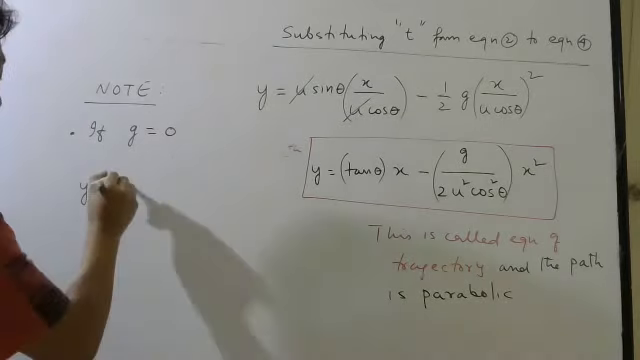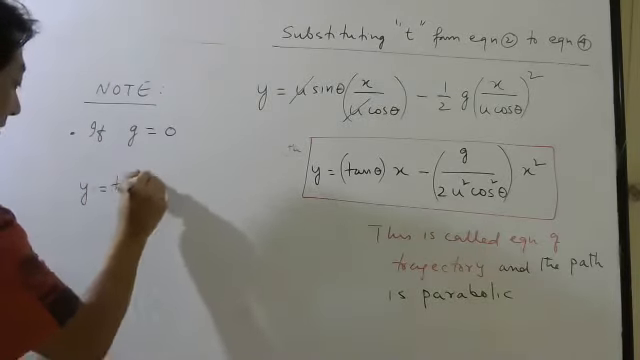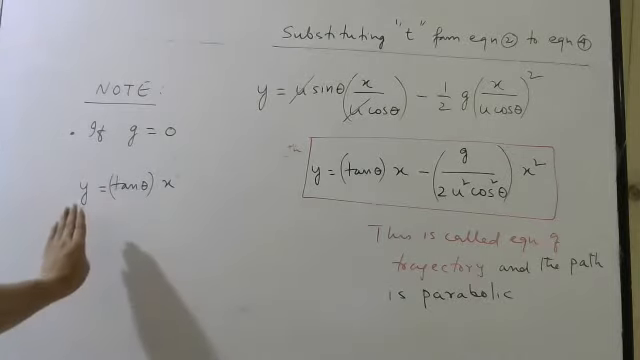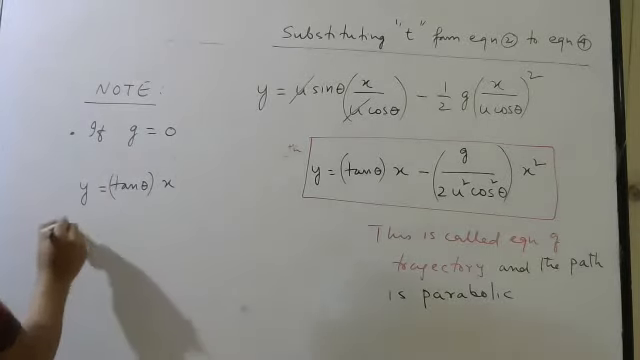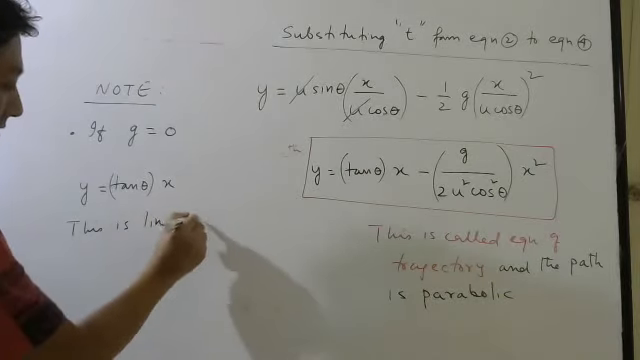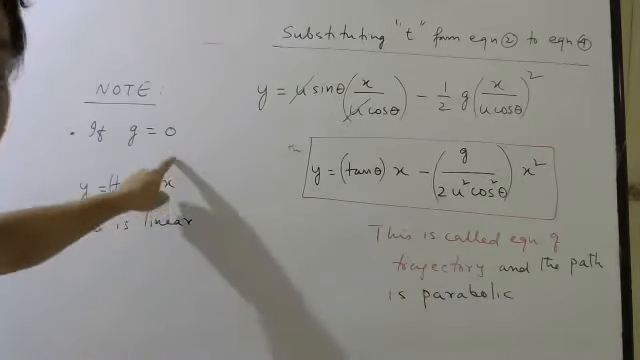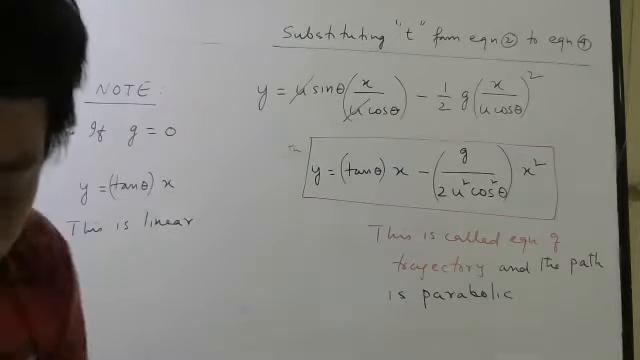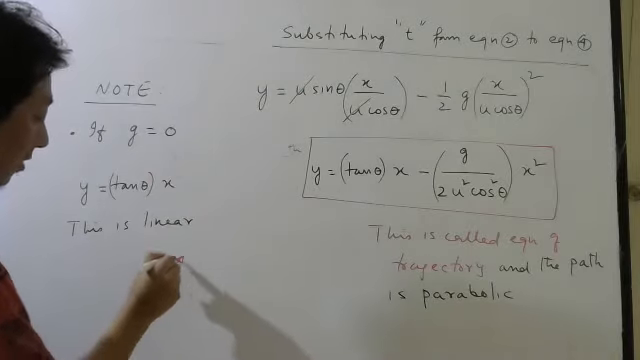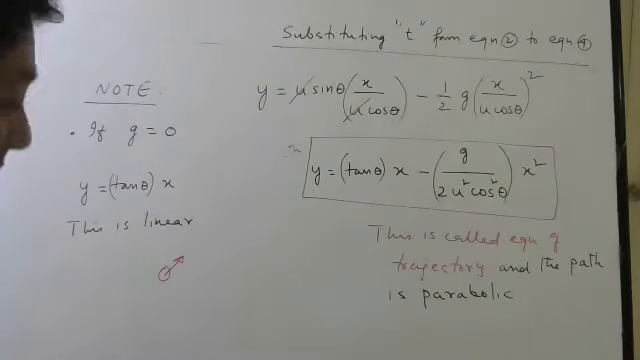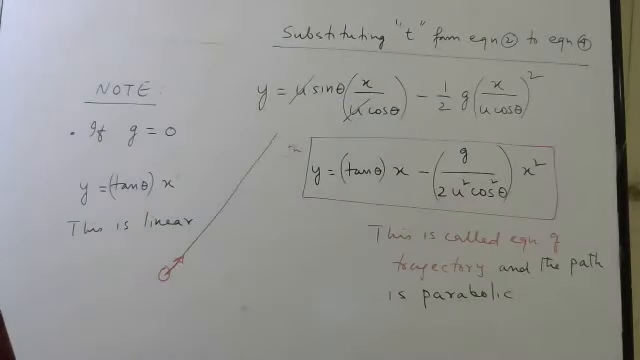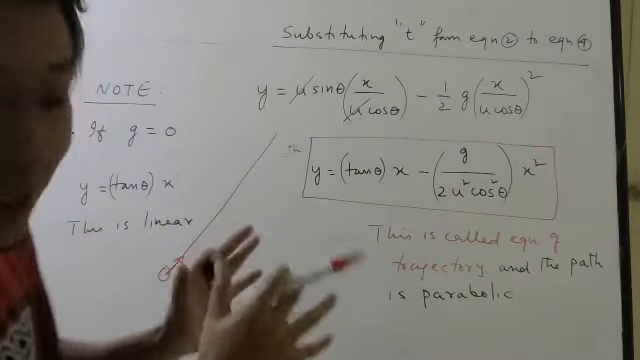Now it will become tan theta x. Right? What is this? Linear or quadratic? This is linear. Right? Why linear? Because the power is 1. So it means what? Without gravity, if you throw the football, in what path it will go? It will go in a straight line. We all know that. So this is something very nice that you can see.